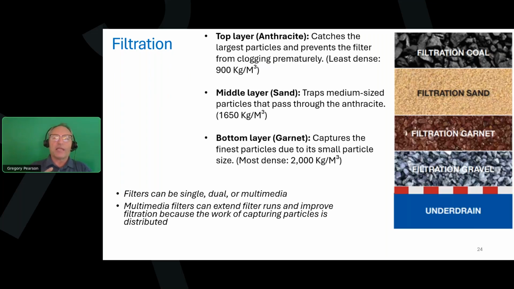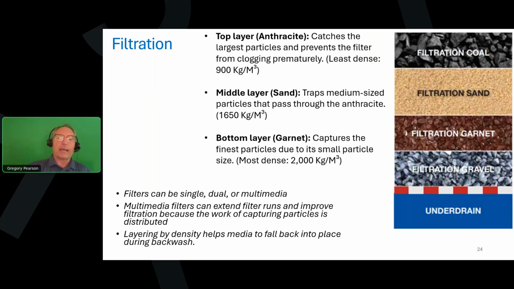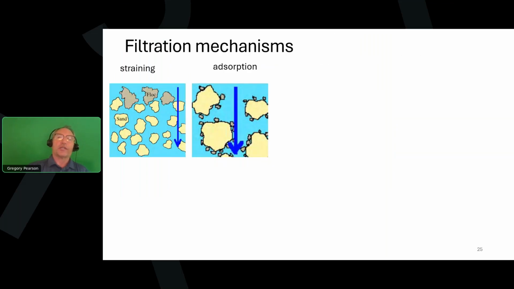But multimedia filters can actually extend the filter run and improve efficiency, because it spreads out the work of capturing the solids. The smallest particles might make it through the coal and the filtration sand, but they're captured in the garnet instead of everything being captured in the top layer, where it's all the same. Like say you just had sand, everything's captured in the top layer, the filter becomes overloaded and you have to backwash sooner. But in this case, the larger particles can be captured in the coal. And also arranging it by density helps the media to fall back into its correct order after backwashing.